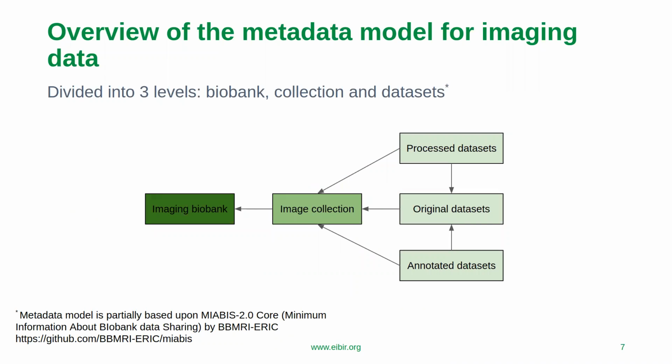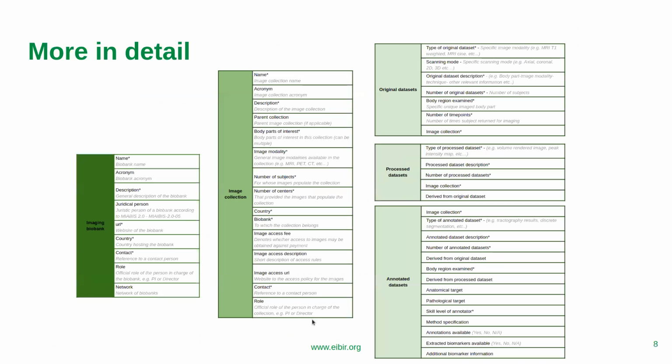So, the metadata model for imaging data. Here is the overview. It is divided into 3 levels: the imaging biobank, image collection, and data sets. The data sets are divided into 3 categories, which are original, processed, and annotated. This model is partially based upon MIABIS 2.0 core. And here is the model in more detail.